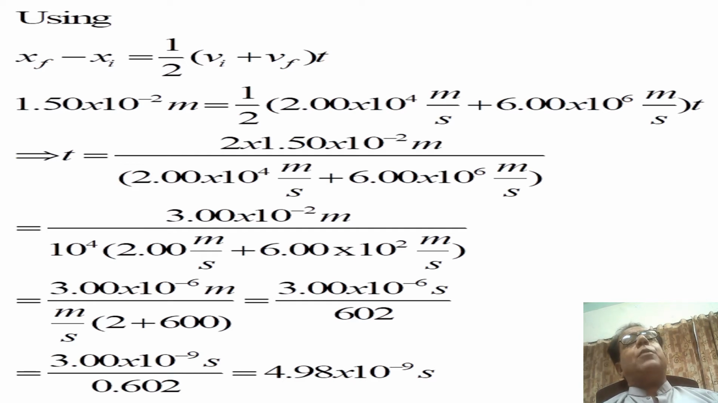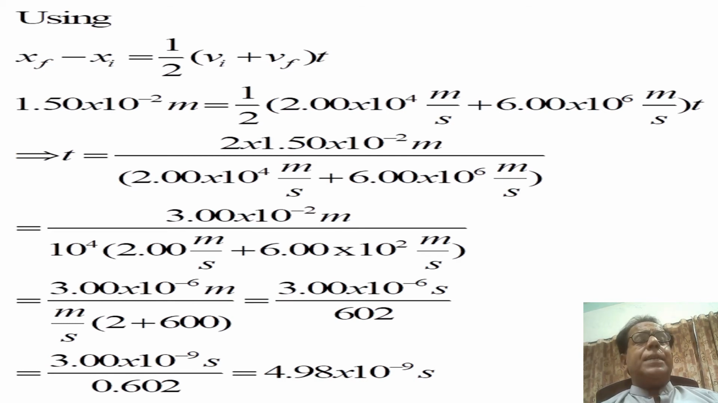1.50 × 10^-2 meter is equal to half (2.00 × 10^4 meter per second plus 6.00 × 10^6 meter per second) into T. From this, if we take t on one side, then the expression will take the form t equal to 2 × 1.50 × 10^-2 meter divided by (2.00 × 10^4 meter per second plus 6.00 × 10^6 meter per second).